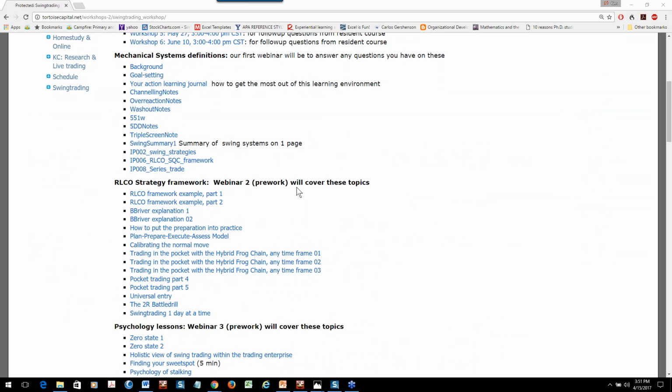And like I said, for workshop 2 next Saturday, these are the ones that I would really like to focus on. You know, the RLCO, the Bollinger Band, Plan, Prepare, Execute, Trading in the Pocket, the 2R battle drill, swing trading 1 day at a time. This is sort of implementation of the advanced strategies.